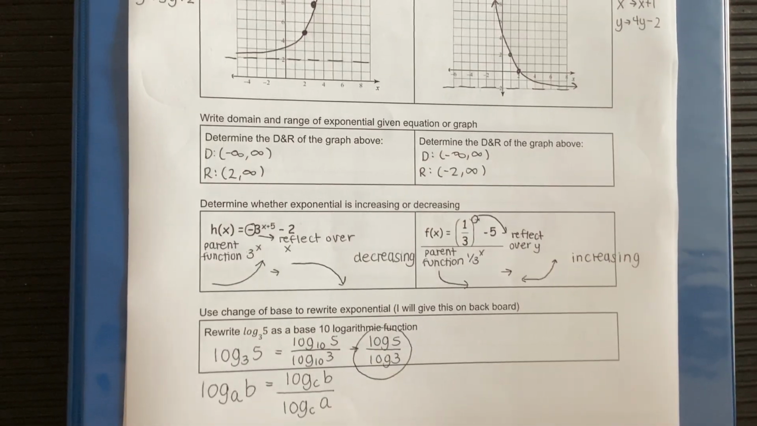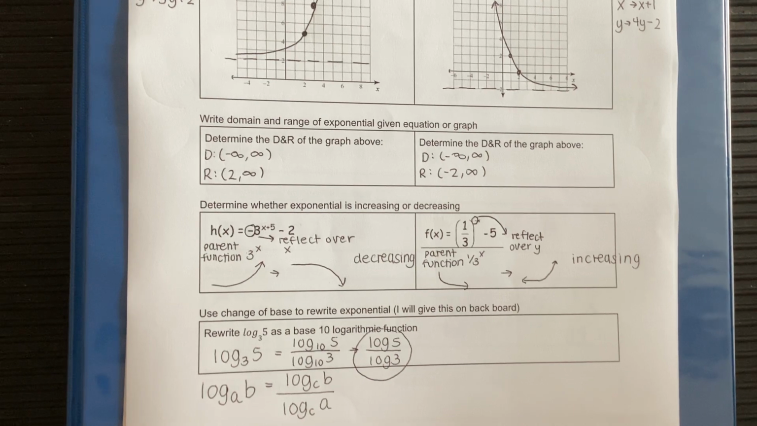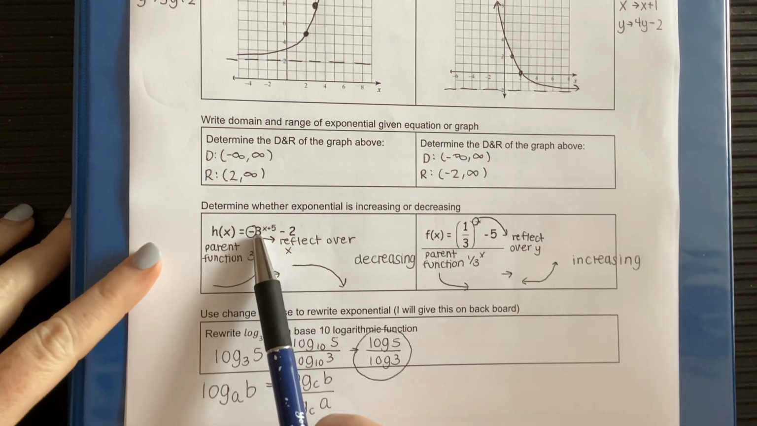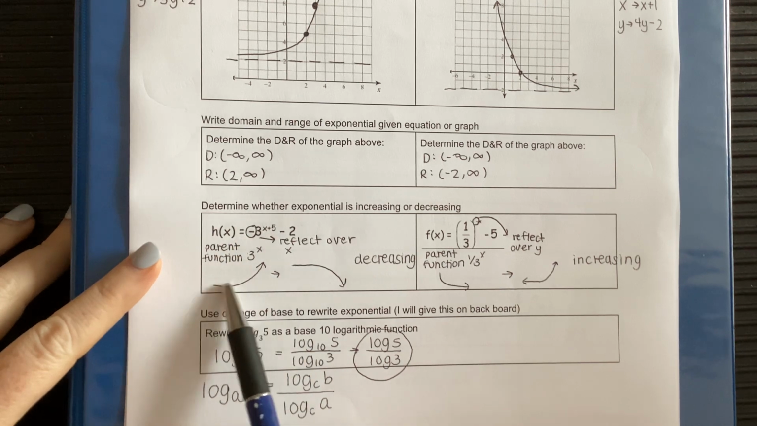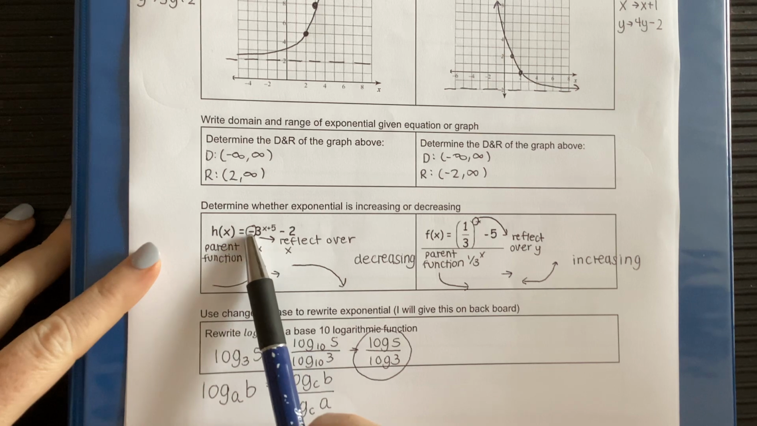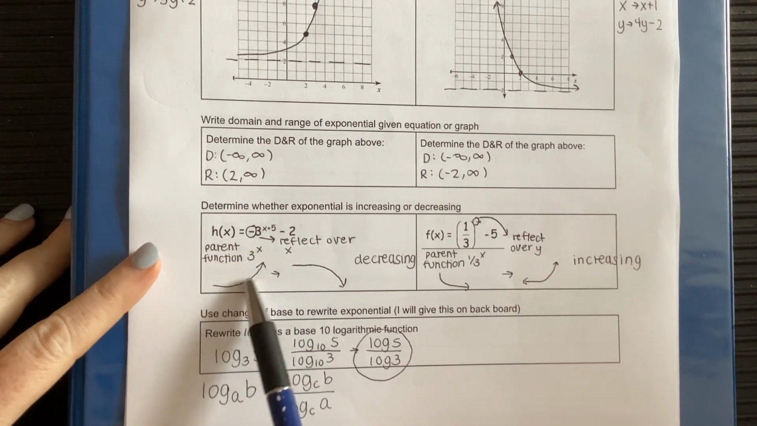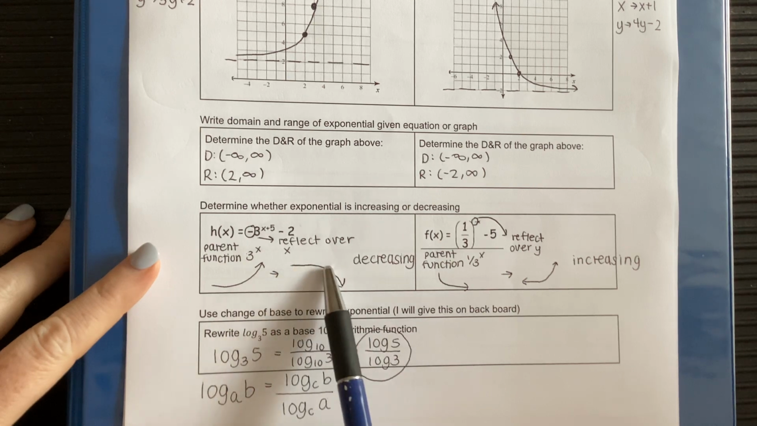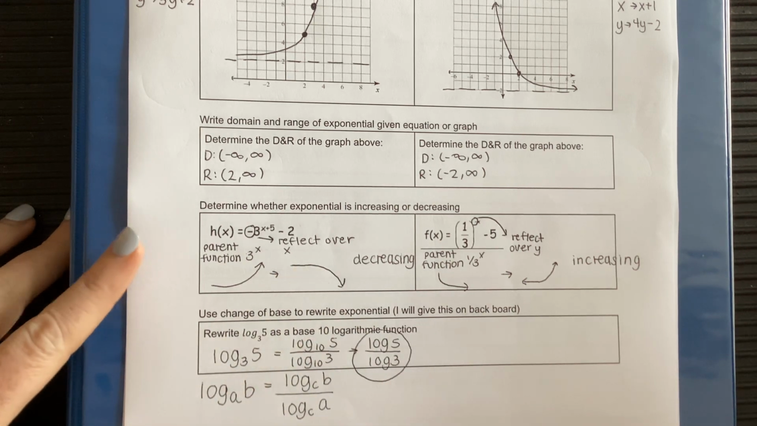Next thing, determines whether something is increasing or decreasing, okay? So you need to think about what your parent function looks like first. So this parent function is 3 to the x power. 3 to the x, that's a growth that looks like this. But I'm telling you it got reflected, so it went from going like this to now it looks like this. That makes it a decreasing. From the left to the right, it's going down, down, down, down, down.